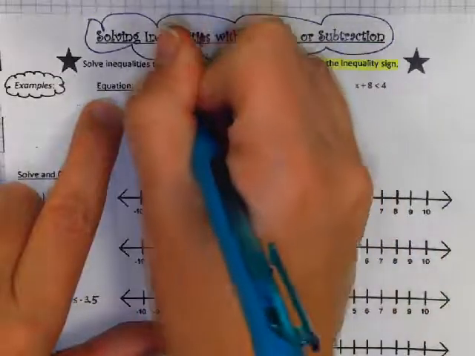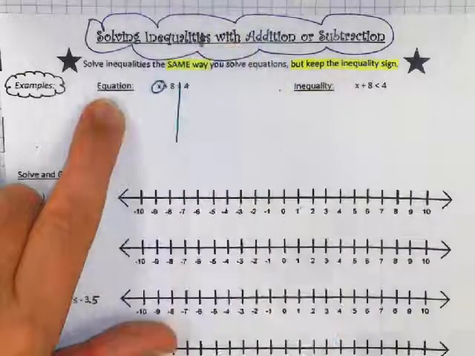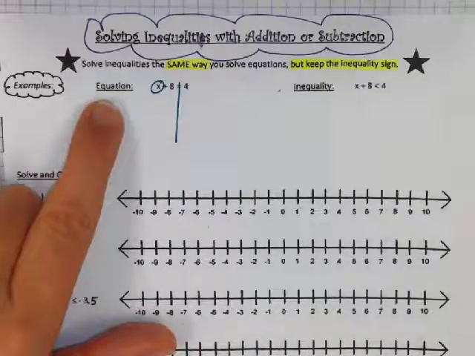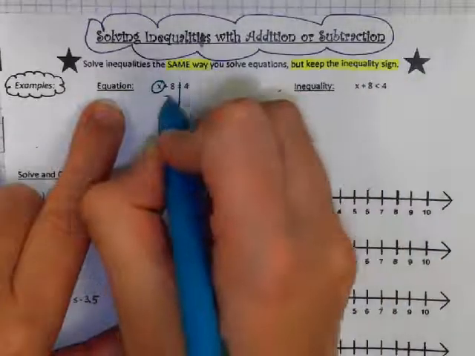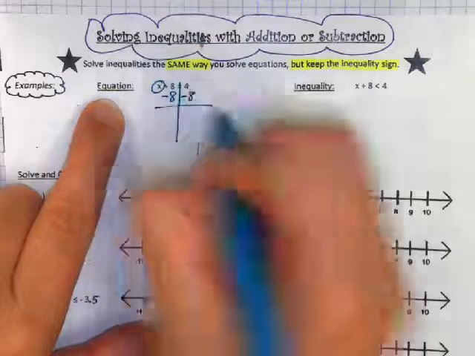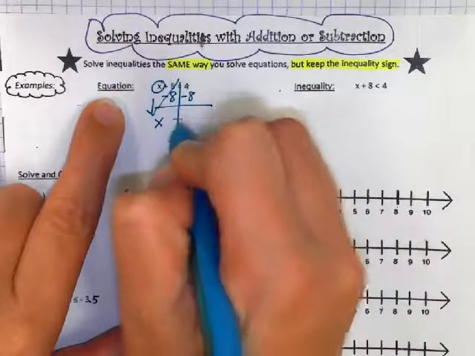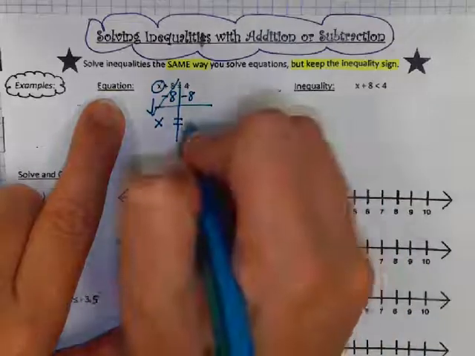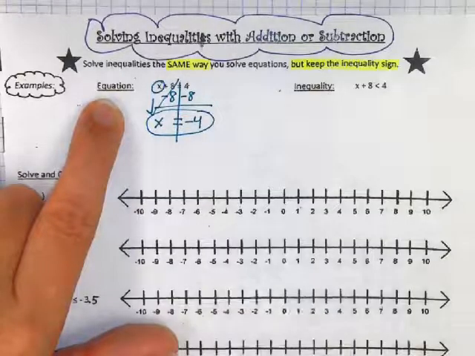Well, how do we solve that as an equation? We draw our line, find our variable. I need to isolate the variable by moving everything else to the other side. So I have a plus 8 right now, and the opposite of addition is subtraction. So I'm going to subtract 8 on both sides. Cancels out. Bring down my x equals 4 minus 8 is a negative 4. So x equals negative 4.